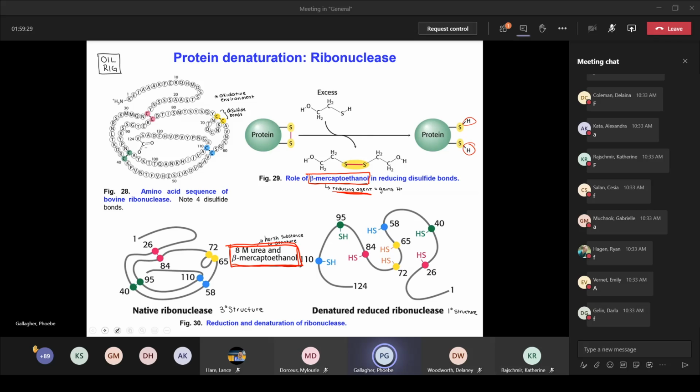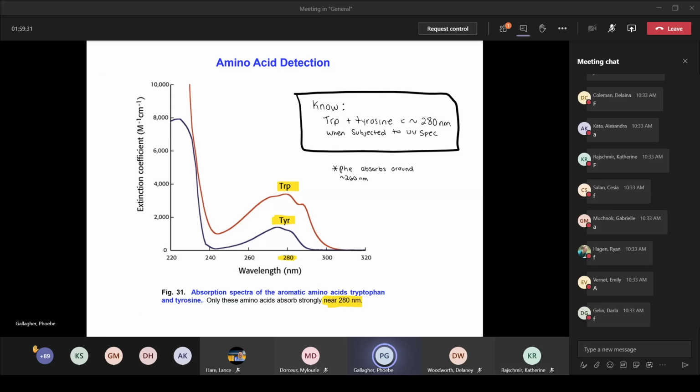Okay, so for this, she's not going to show you this graph on the test or anything like that, but it is important to know that tryptophan and tyrosine will absorb at 280 with UV spec. She also mentioned that phenylalanine absorbs around 260, but she mentioned that as a side comment, so don't worry too much about memorizing that. But I think there was a question where you had to determine the identity of an amino acid based on her giving you one of these as a clue. So know that.